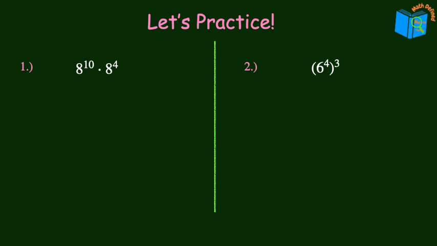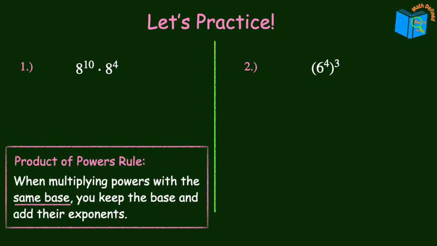Now let's practice what we just learned. I encourage you to try these on your own first and then come back to check your work. In problem number 1, we have two powers with the same base being multiplied. Do you remember the rule? When the bases are the same, we keep the base and add the exponents to get the simplified power of 8 to the 14th. Problem number 2 has a power raised to another power.